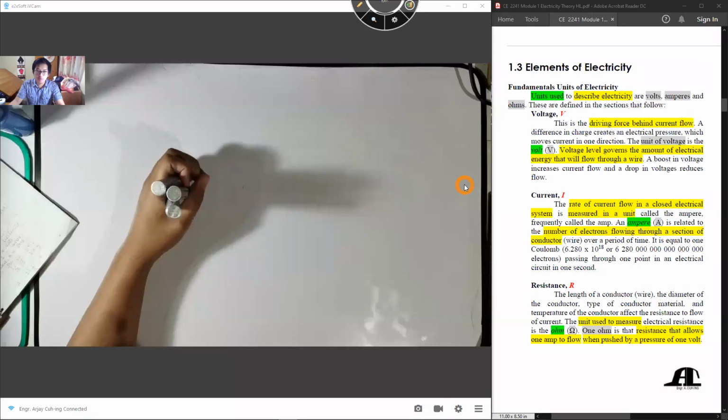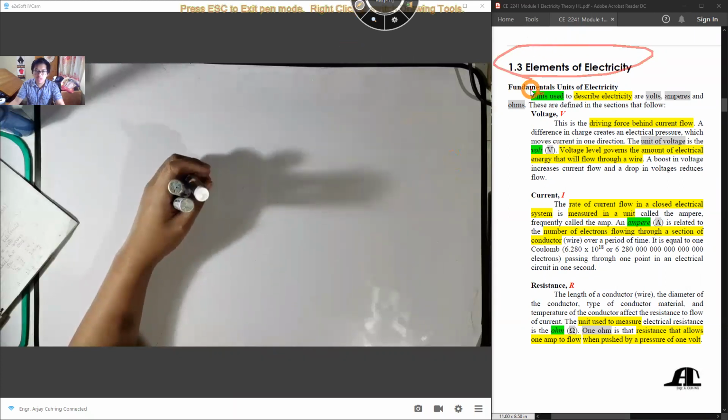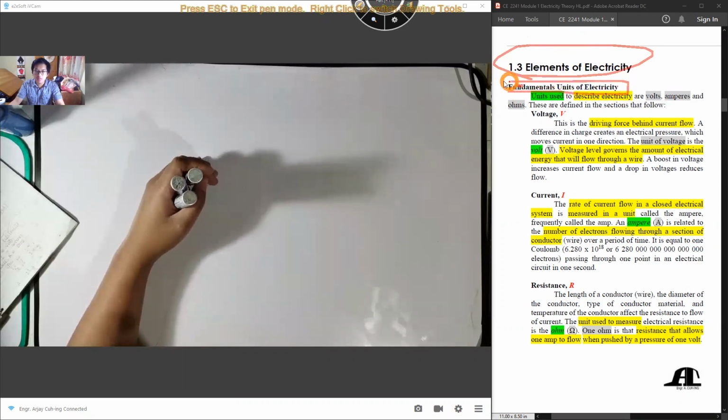So, hi guys. So, tuloy natin class. So, again class, for today or to discuss, ito na yung part 2 class ng module 1. Okay? So, specifically class, elements of electricity. Okay? So, first up class, fundamental units of electricity.